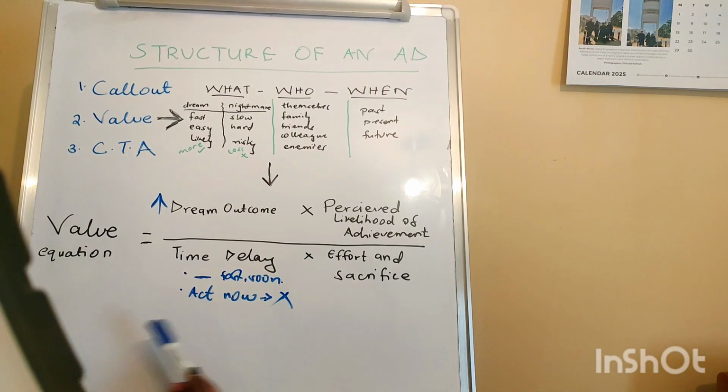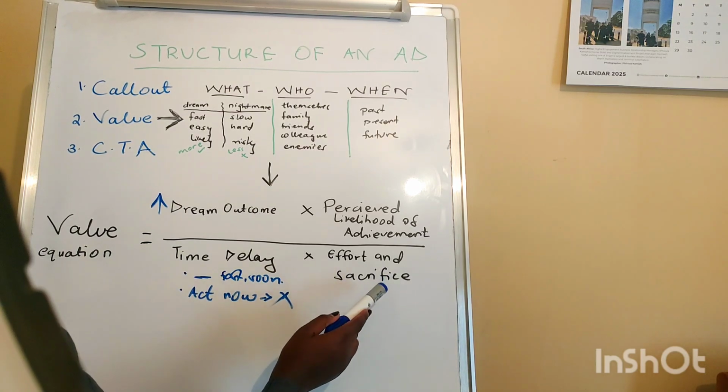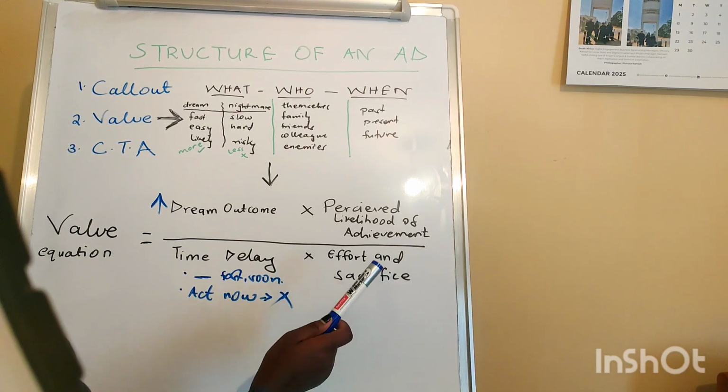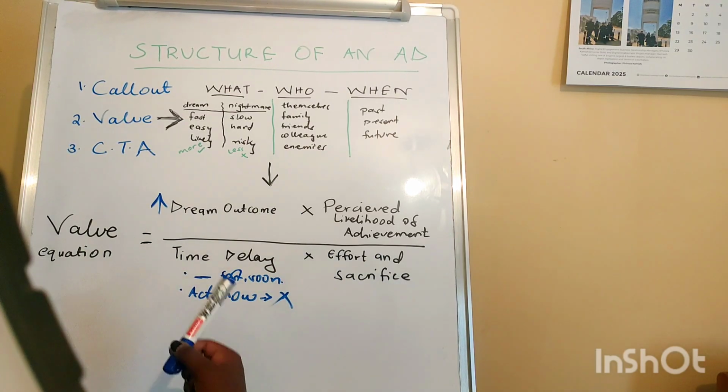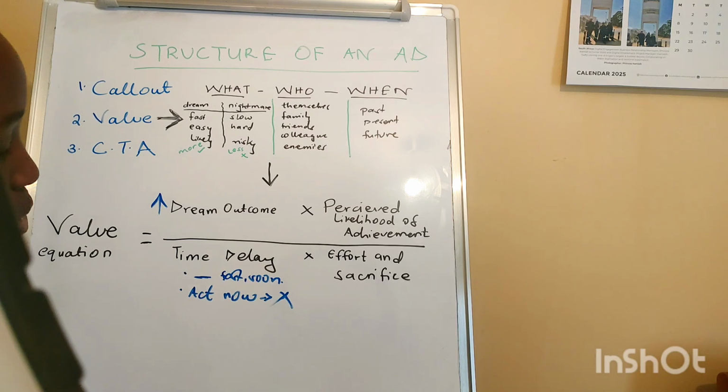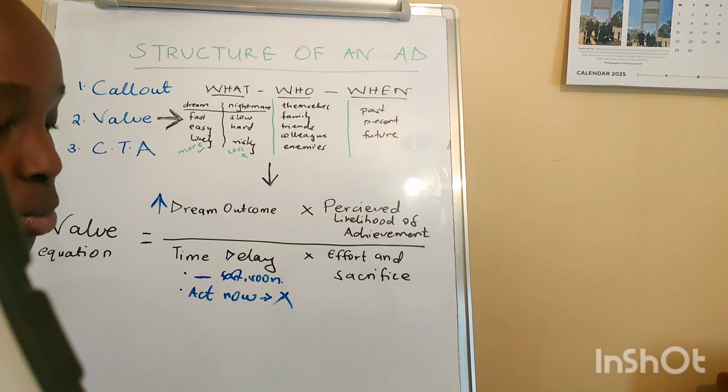Next, we have effort and sacrifice. A good ad will also show them the amount of work and skill they'll need to get the result without your solution. Just show them how having you working with them is going to get them faster to where they want to go. If they want to teach themselves salsa, it's going to be so hard if they are watching from YouTube.